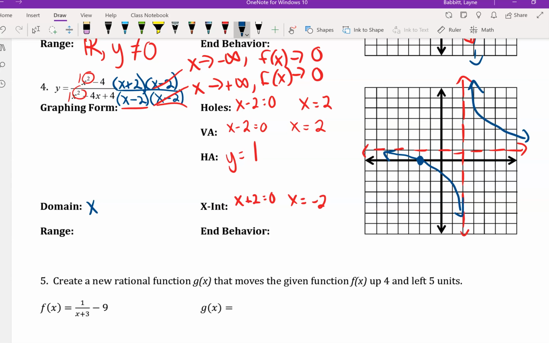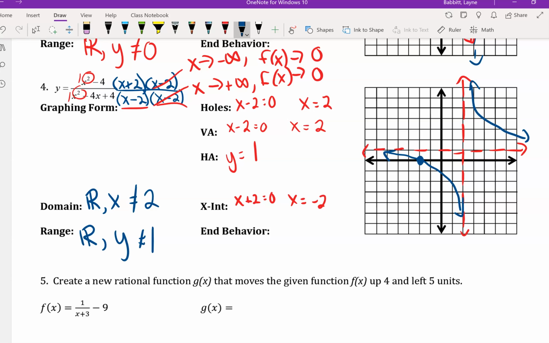All right, domain. I'll put all real numbers except x cannot equal 2, because that's where the asymptote is. That's also where a hole would have been if the asymptote didn't take over. All right. Range is all real numbers except y cannot equal 1.